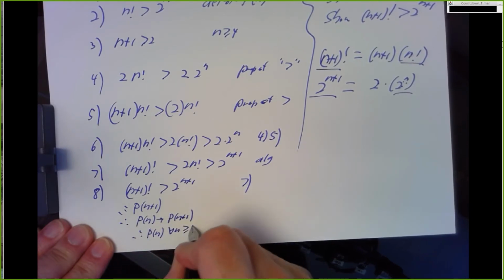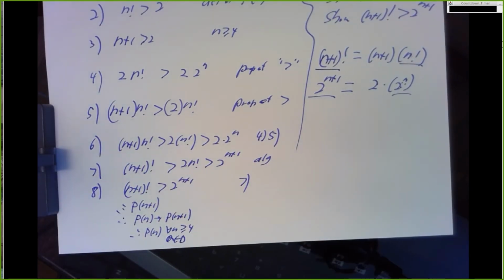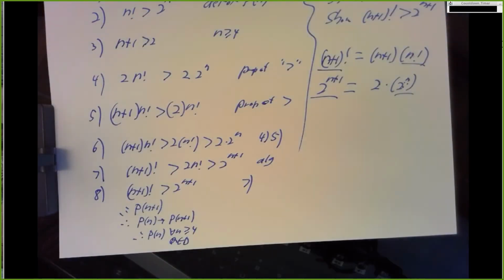And then you just wrap it up with the mathematical induction ribbon. Therefore P of n plus 1, therefore P of n implies P of n plus 1. That's the inductive step of a mathematical induction proof, which combined with the base step, which we proved up here, tells us P of n is true for all n. And that's what we were trying to show.